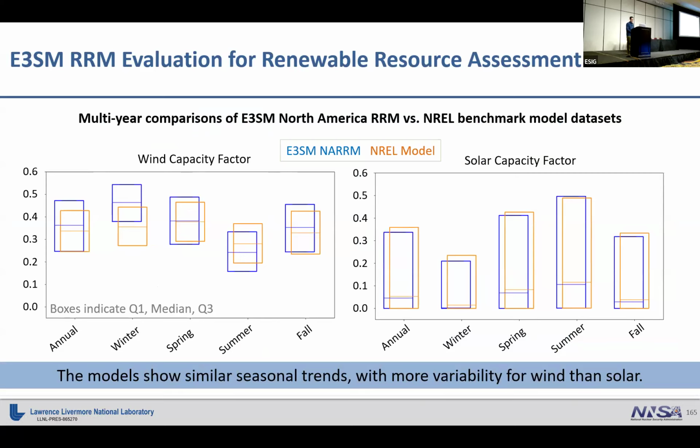So you can see that the general seasonal trends are captured by E3SM. There's some variability between the models, especially for wind. For example, E3SM has generally higher wind capacity factors in the winter and lower in the summer. That's something we're continuing to look into, as it's likely a function of the model resolution. Again, this is 25 kilometers for E3SM versus single-digit kilometer resolution for the NREL model. So I think these results are promising, but we're continuing to look into this evaluation.